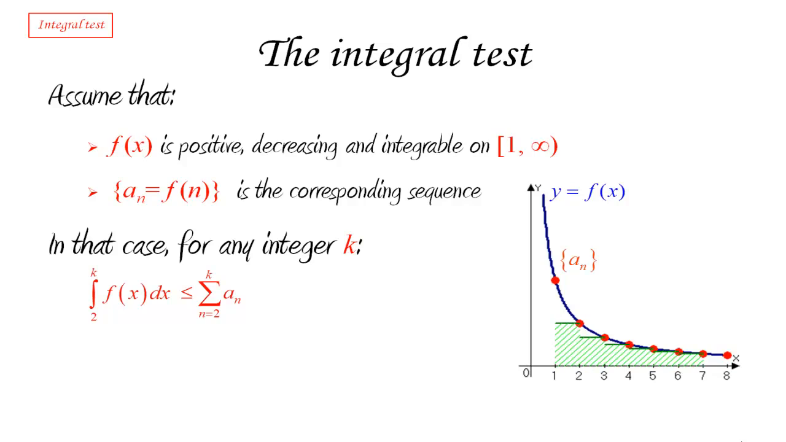But now what I can do is I can observe that these rectangles all together form an area which is going to be less than or equal to the integral from 1 to k of f of x. Remember, my k was 7. Remember, that integral is going to be given by the area under the curve, and this one is still going to be bigger.